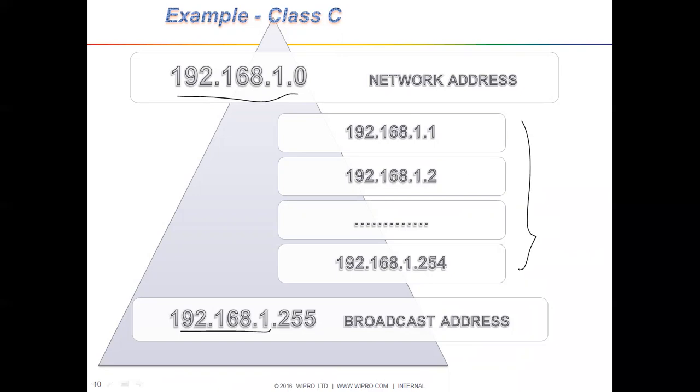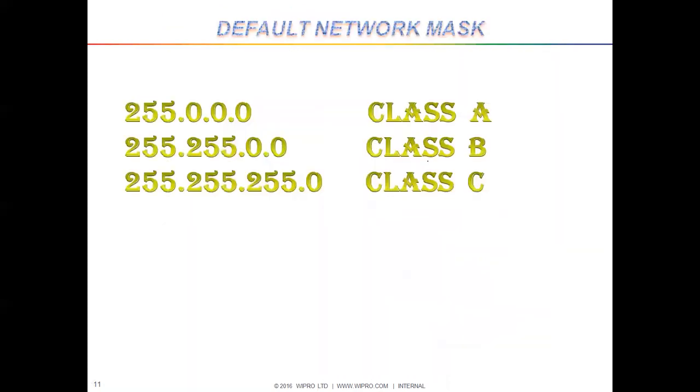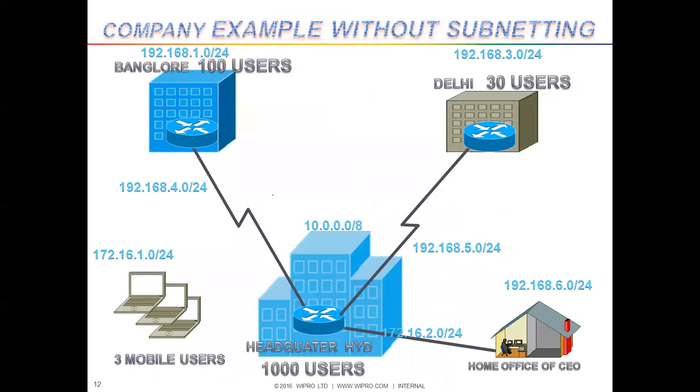You remember this point? The network address is the first, the broadcast address is the last one, and these are the host IP addresses. See, 1, 2, 3 we use in our network. So this is called one network. Now the default subnet masks: for class A, 255 is the first octet, class B has two octets, and class C has three octets. Now guys, listen, see this example very carefully.